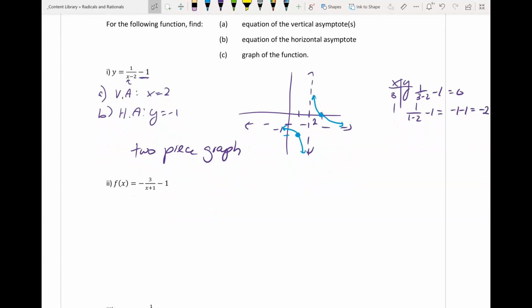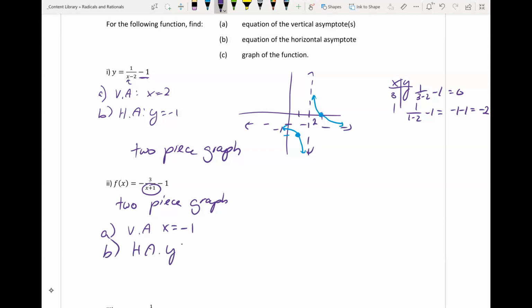For our next one, this is also a 2-piece graph, and it's already in descriptive form for us. Okay, so our vertical asymptote is going to be at x equals -1, because if I had -1, I'm going to get a 0 in the denominator, and that's the problem. Our horizontal asymptote is going to be at y equals -1. Next, I'm going to start graphing. Here's the vertical asymptote. Here's the horizontal asymptote.